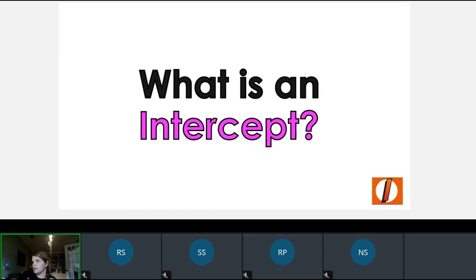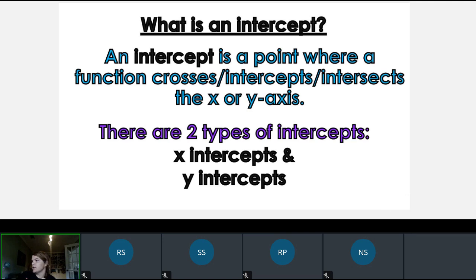Another thing that we need to talk about is intercepts. So I don't know how many of you are football fans, but think about an interception, right? Like you cross in front, get the ball when you're not the team that had the ball. Okay, so it's a cross. So an intercept is a point where a function crosses, intersects, the x or y axis. So there's 2 types of intercepts. There's an x-intercept, and obviously that's where it crosses the x-axis. And then if it crosses the y-axis, that's our y-intercept.